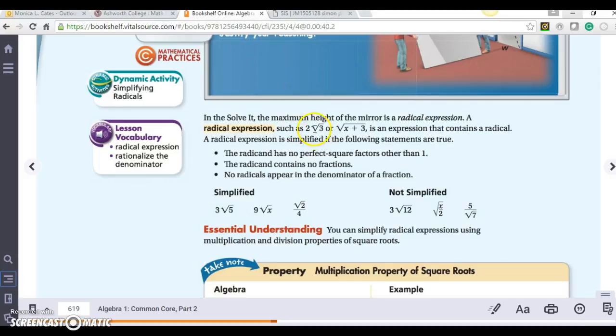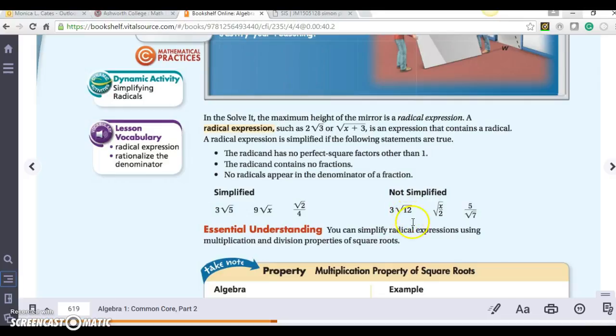Radicand is talking about this part here under the square root of 3. The radicand contains no fractions. No radicals appear in the denominator of the fraction. So here's simplified. We have 3 square root of 5, 9 square root of x, and square root of 2 over 4. Not simplified. We have 3 square root 12.